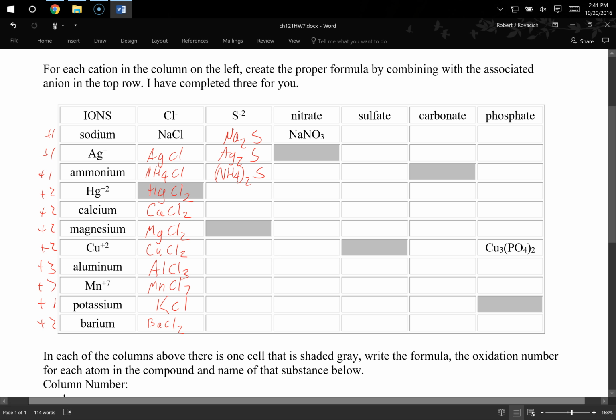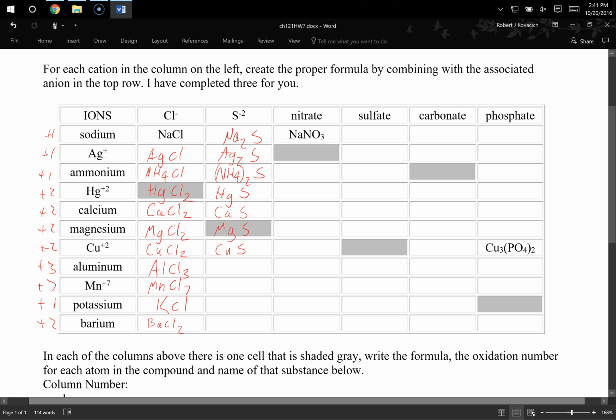So this next one, the mercury and the sulfur, they just go straight together, right? Because it's a +2 and a -2. So what's the name for this one? Mercury 2 sulfide. Yep. Alrighty. Next one. CaS, just calcium sulfide. And the next one is magnesium sulfide. And the next one is copper 2 sulfide. Still copper 2 sulfide.